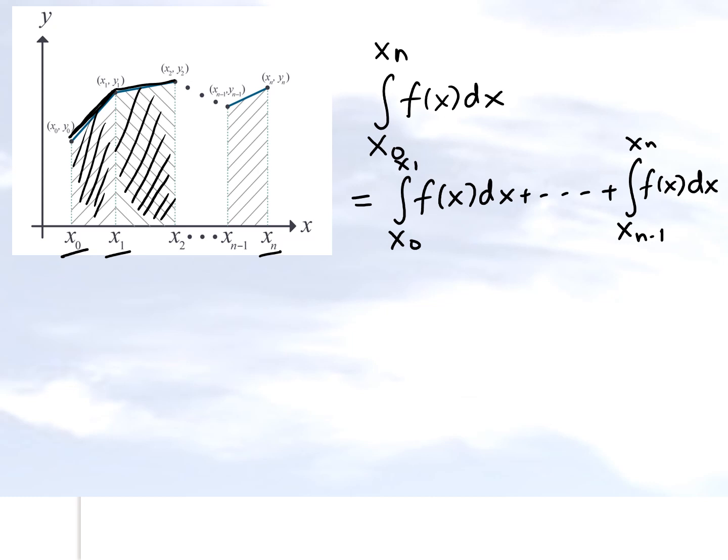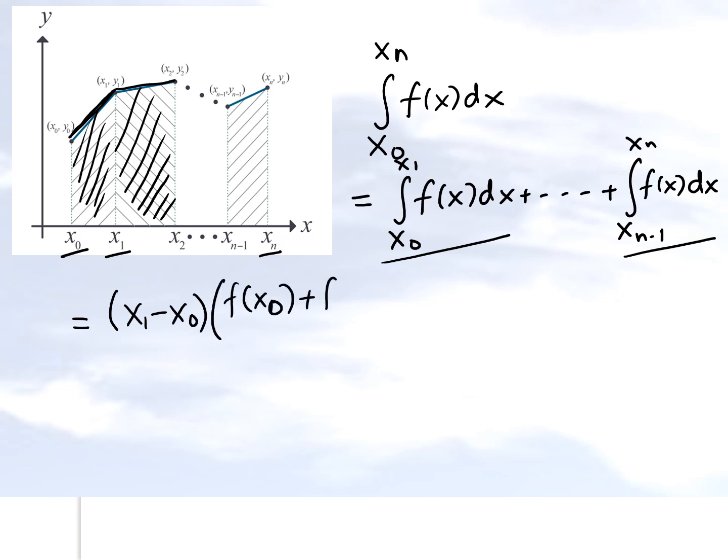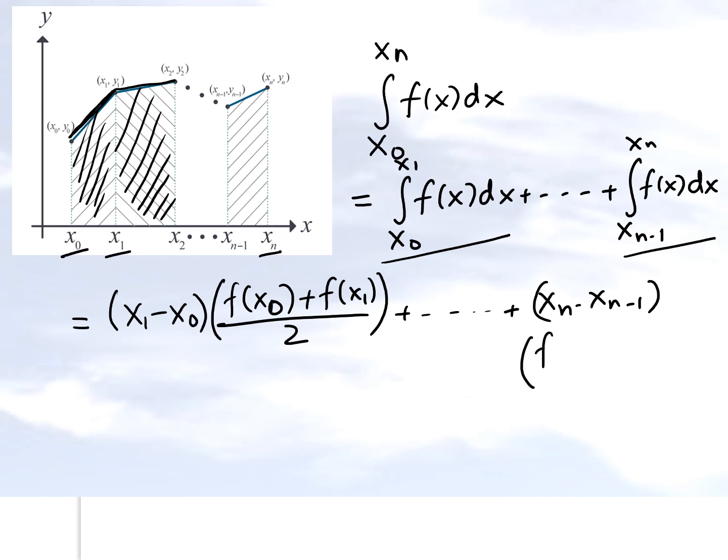And we're going to approximate each of these integrals by using the single application trapezoidal rule. So in this case, it will be x1 minus x0 times the value of the function at x0 plus the value of the function at x1, divided by 2. This is the single application trapezoidal rule where you're finding the average value of the function at the two endpoints and multiplying by the width of the interval. And we'll continue to do so all the way to the last one, which will be xn minus xn minus 1 times the value of the function at xn minus 1 plus the value of the function at xn, divided by 2.